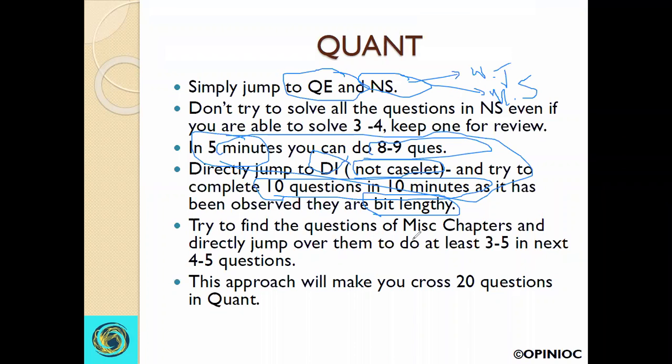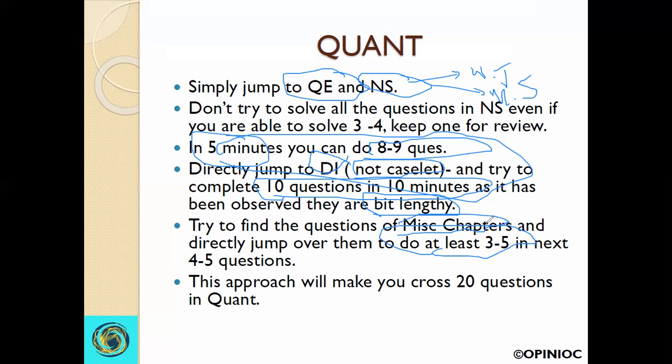Then some people might be strong in miscellaneous chapters, some might know probability, some might know CI or SI, depending on their background or their preparation. They should approach those miscellaneous questions at last, and within the 3 or 4 minutes which are remaining, you should be easily able to do 3 to 5 questions with this approach. And at last, you are done with quadratic equations, number series, and 2 DIs.